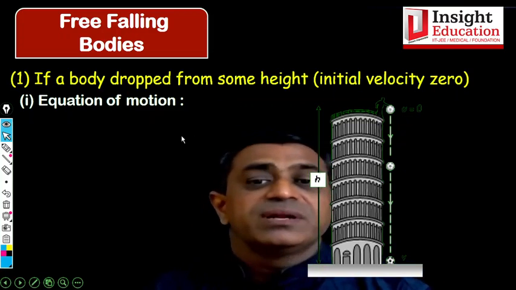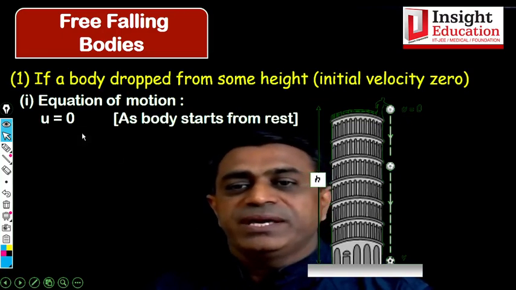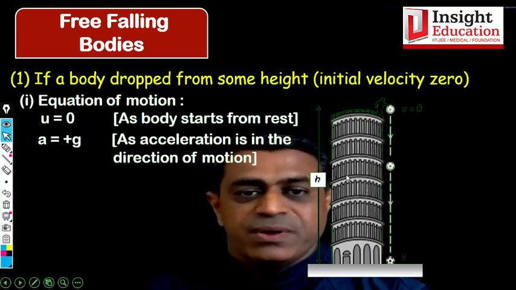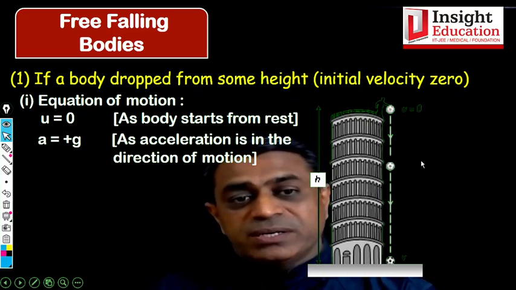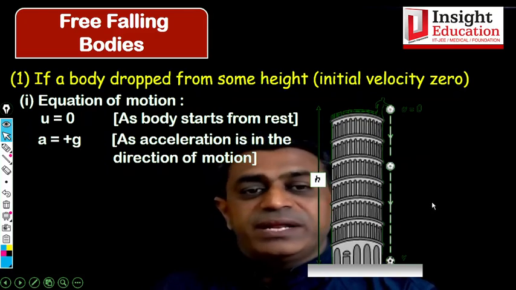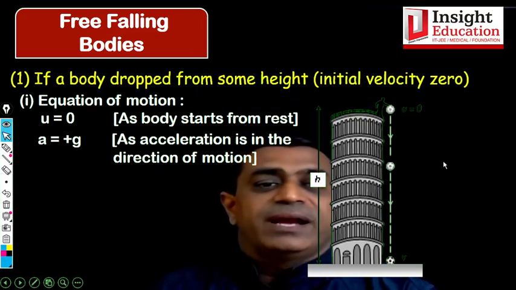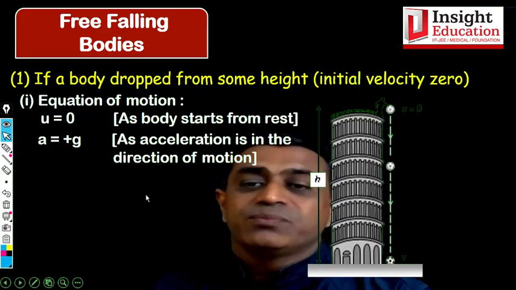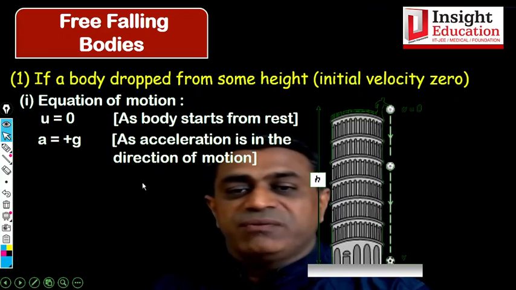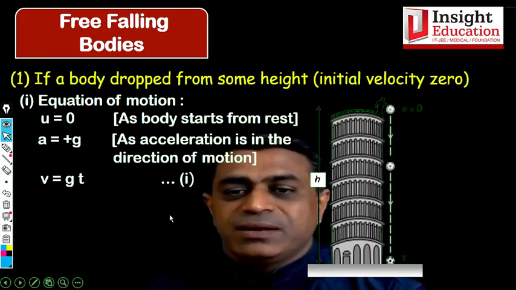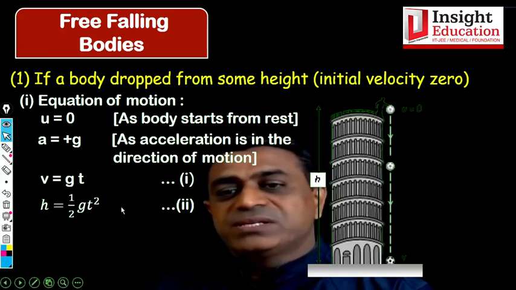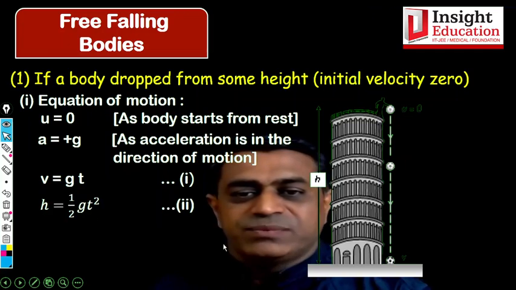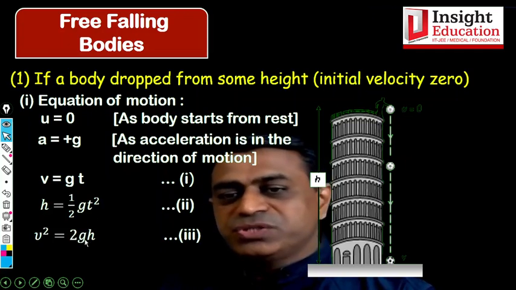First equation, v is equal to u plus gt. Here we are considering u as 0 and acceleration g as positive. It means we are taking the direction of motion as positive, and the direction of g is the same as the motion, so both are positive. Next, the final velocity is v equal to gt. Then s is equal to ut plus 1 half gt square, with u 0, so h is equal to 1 half gt square, and v square is equal to 2gh.